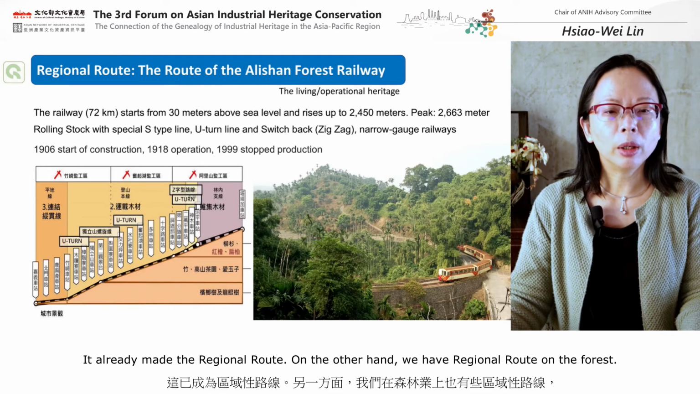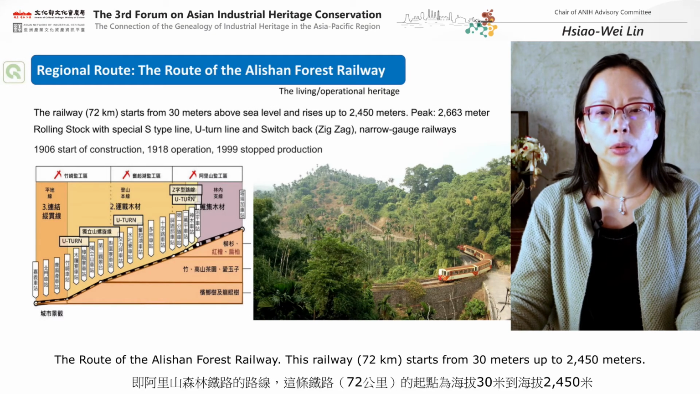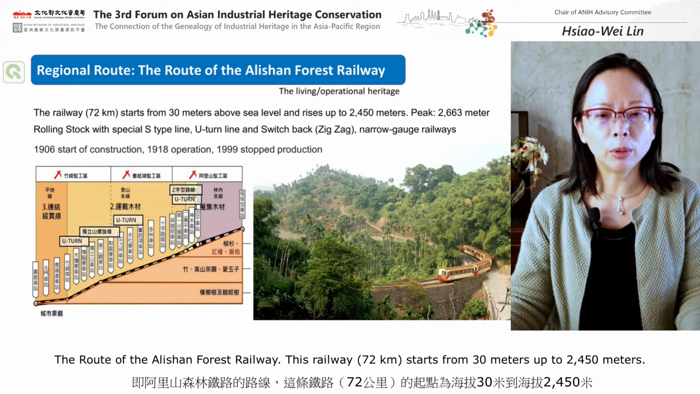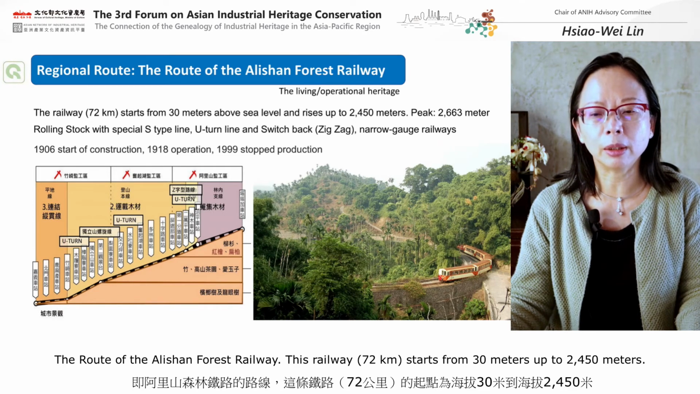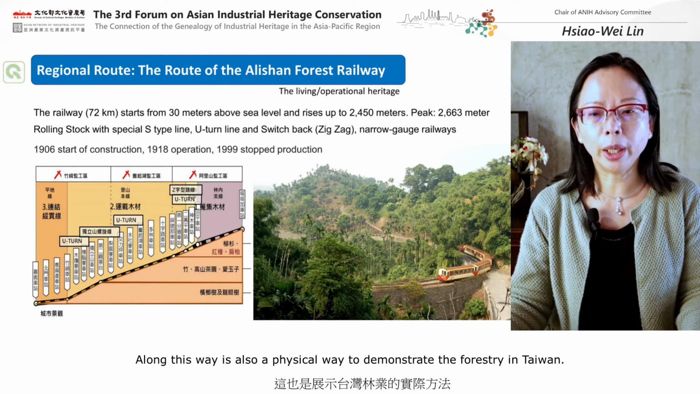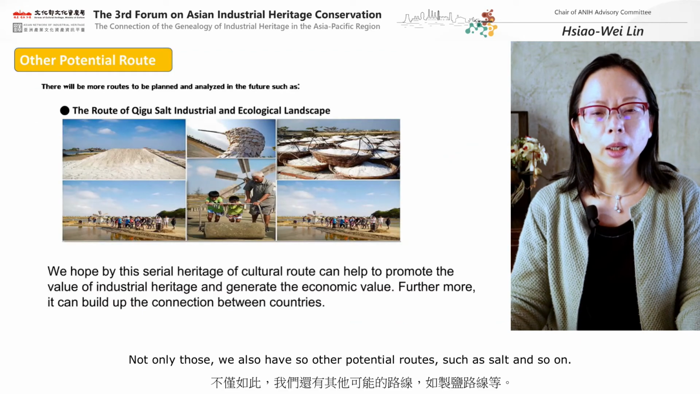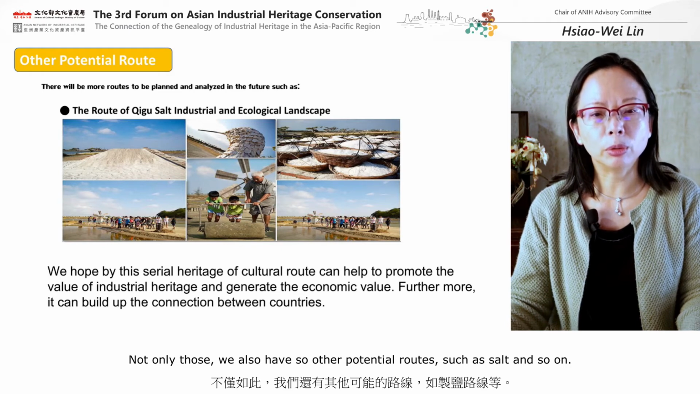On the other hand, we have a regional route on forestry, the route of Alishan Forest Railway. This railway, 72 kilometers, starts from 30 meters up to 2,450 meters. Along this way, it's also a physical way to demonstrate the forestry in Taiwan. And not only those, we also have some other potential routes, such as salt and so on.